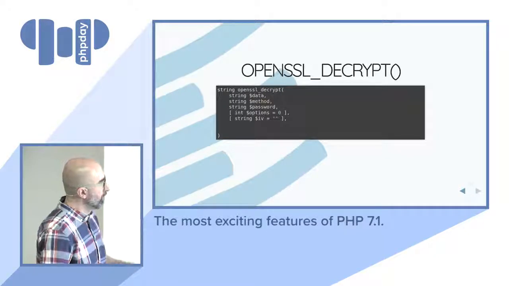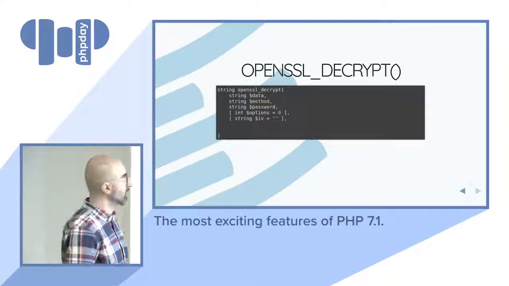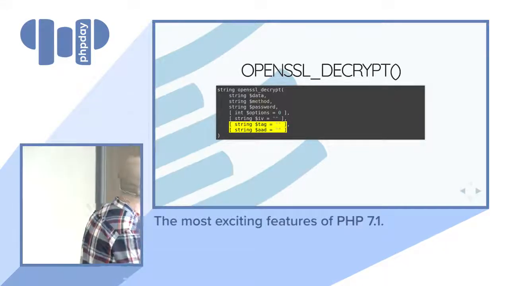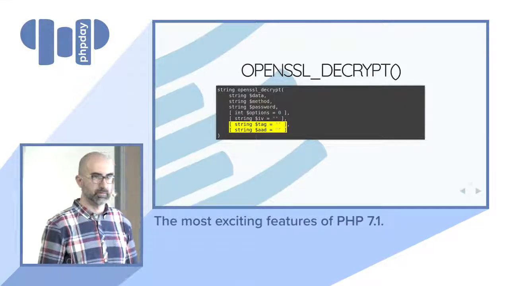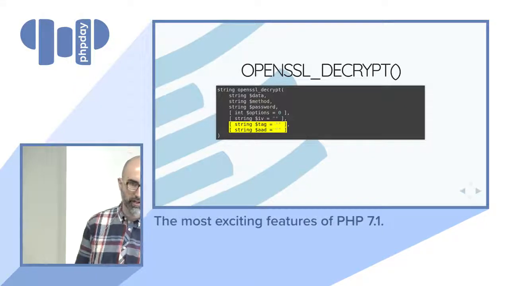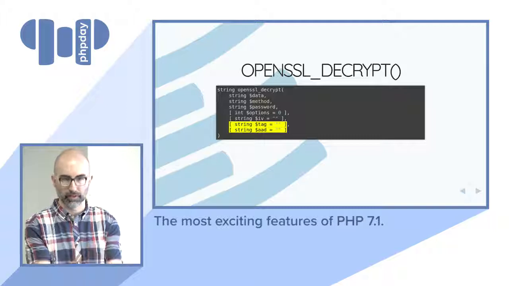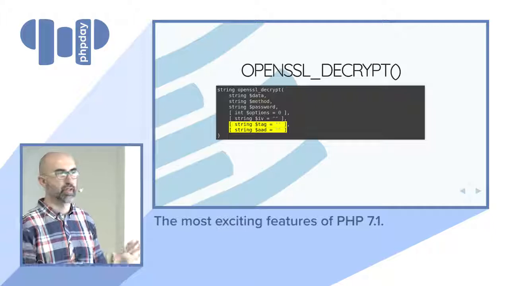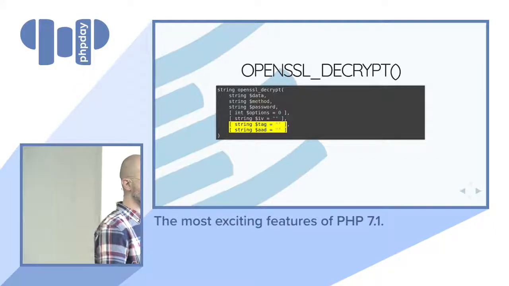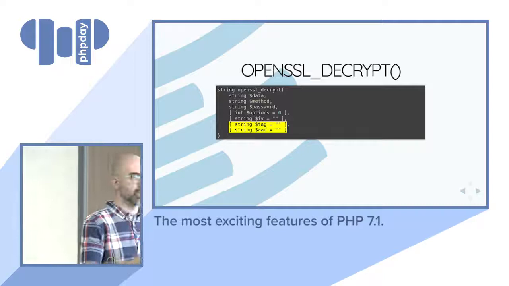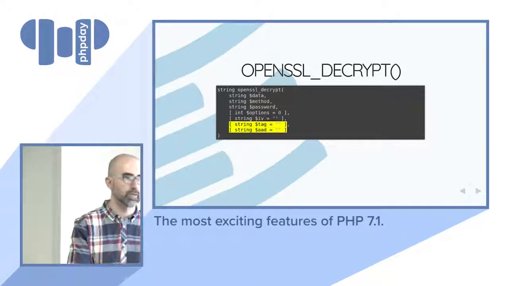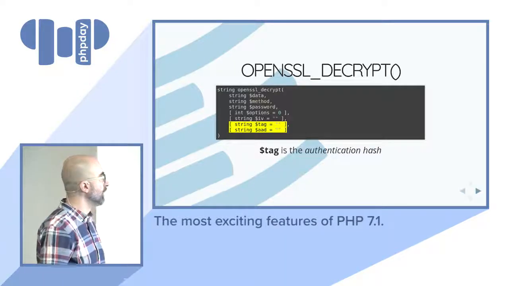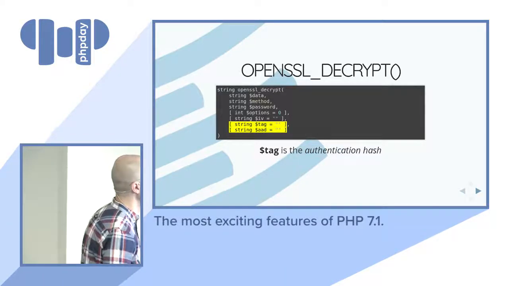And of course, we have also the decrypt function in OpenSSL. So with 7.1, they added the tag and the AAD. So of course, if you want to decrypt something that has been encrypted using authentication, you have to provide also the authentication hash, the result of the authentication. In this way, the function can match the authentication and say, okay, the authentication is okay, and this is the result of decryption, or the authentication failed because someone has tampered with the data. Again, tag is the authentication hash.